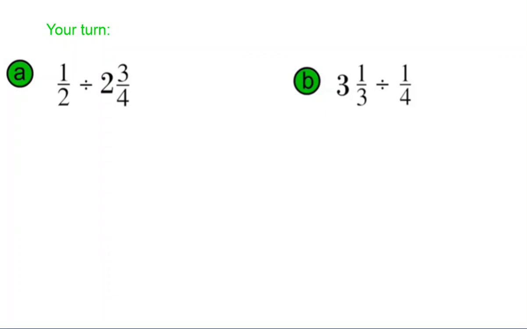All right, A, we have 1/2 divided by 2 3/4. So we're going to keep that first fraction. We're going to change the division to multiplication. And then we need to change this mixed number into an improper fraction. So we have times and plus. 4 times 2 is 8, plus 3 is 11/4.